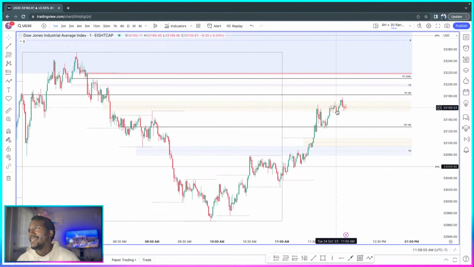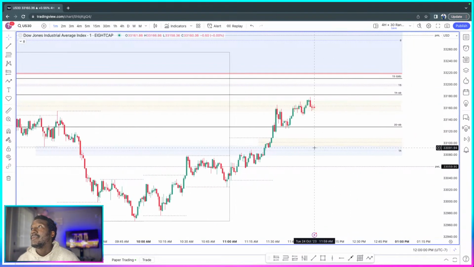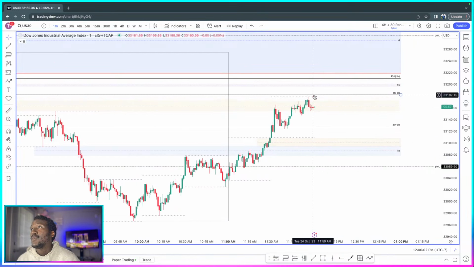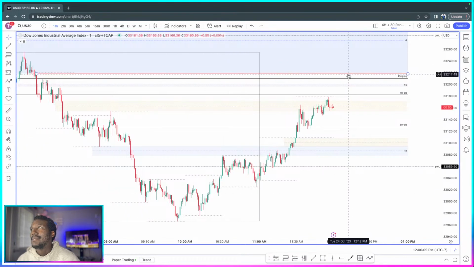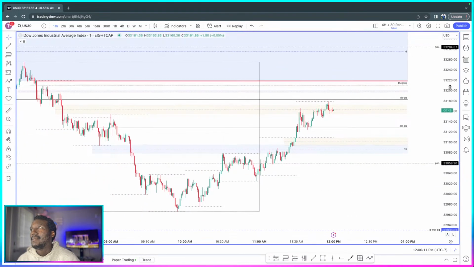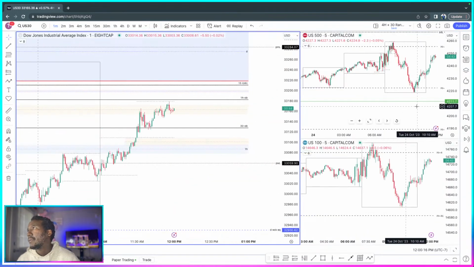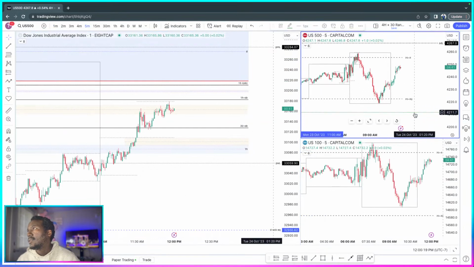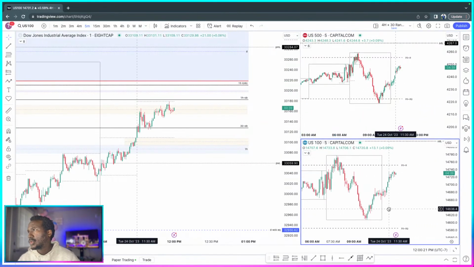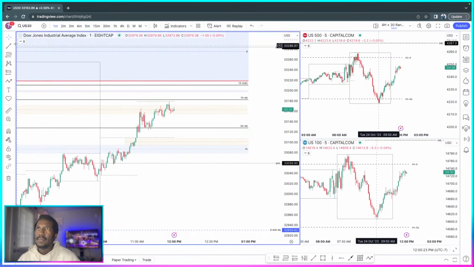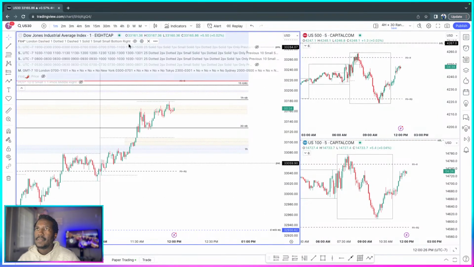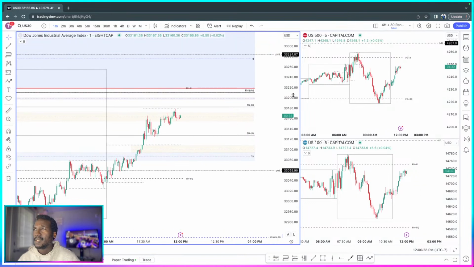I don't believe in any shorts until we come up here. Oh, it's now 12 p.m. We've built that range. I'd like to see us trade up here and even come to this imbalance, tap into this daily fair value gap, and then see if we're going to come down. I've not looked at what my brothers are doing. This is US 500, and let me bring that back as well: the previous day high, the previous day low, previous day EQ.